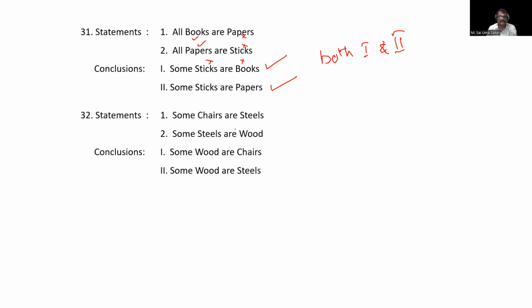Now, some chairs are steel, some steels are chair. No, some steel are wood, some wood are steel. The second one is valid. What is the immediate inference? Not possible. Why? Because both are particular. So what is the answer?